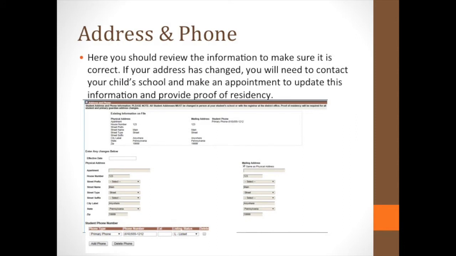Next, we move on to the Address and Phone tab. You will need to review your address information to make sure it is accurate. If you have moved over the last year, you will need to contact your child's school building to update this information and provide proof of residency. It is not something that can be changed online.